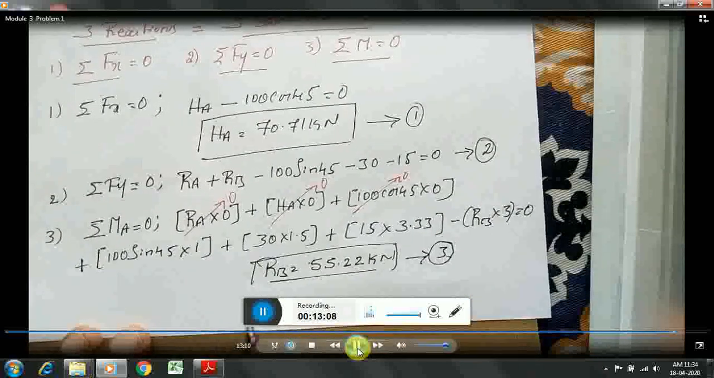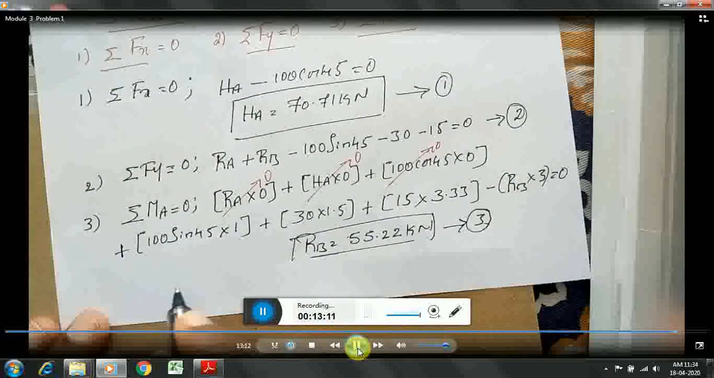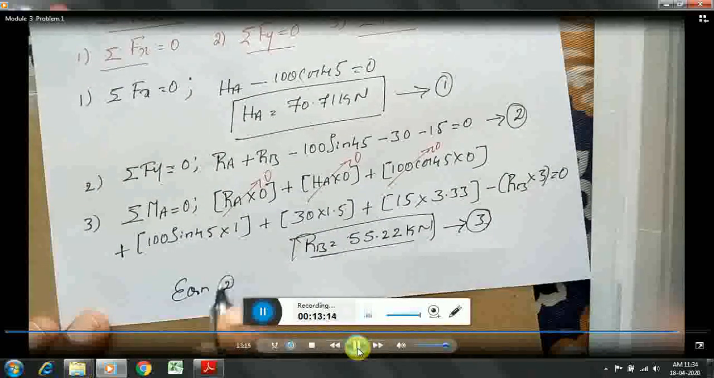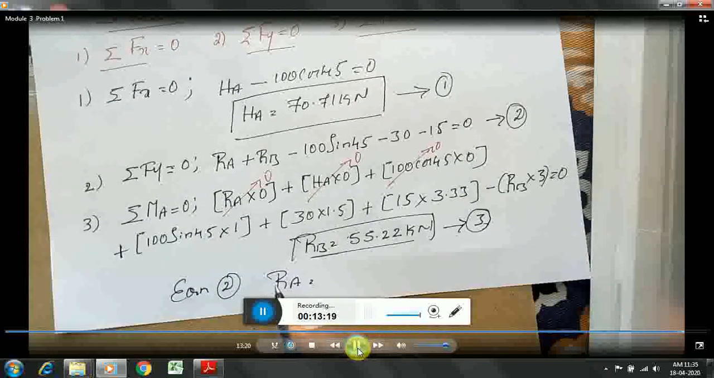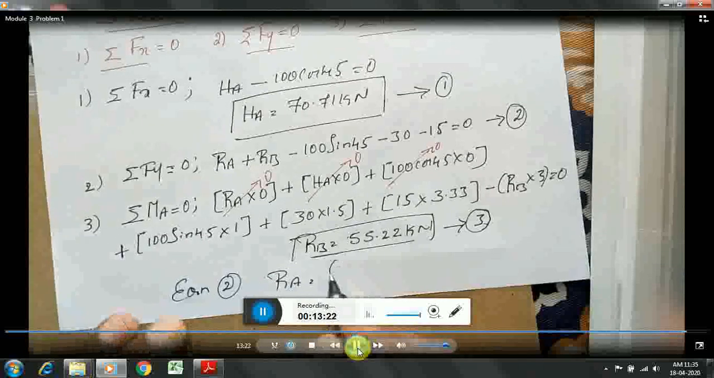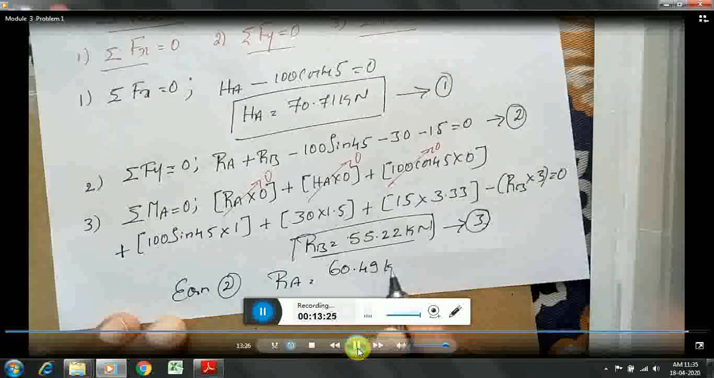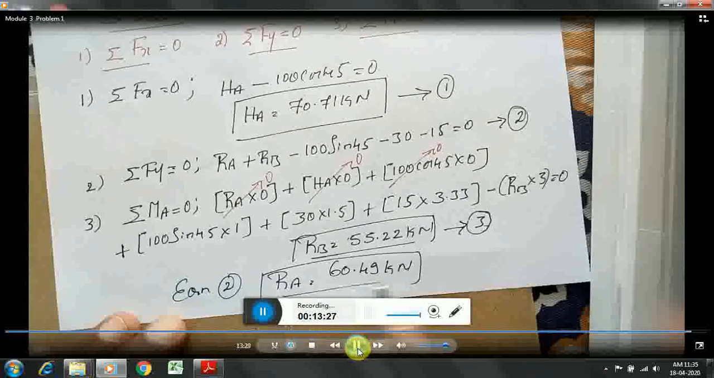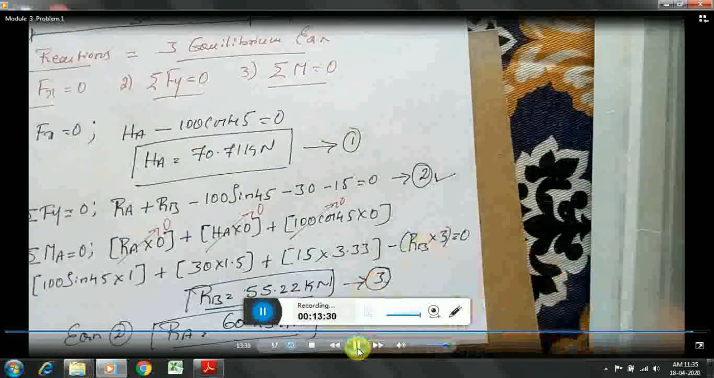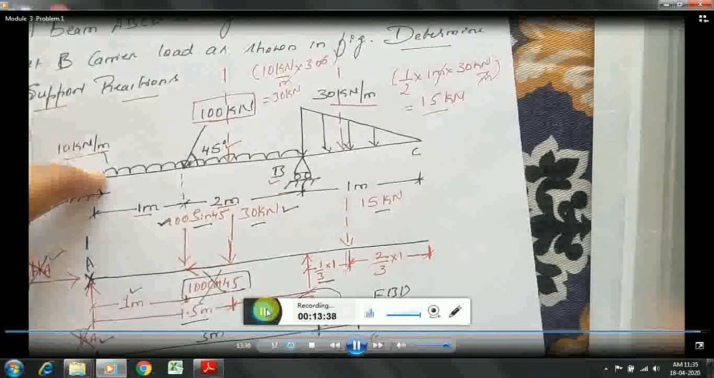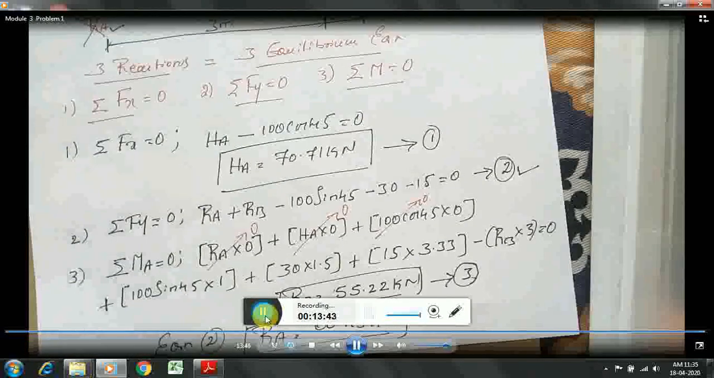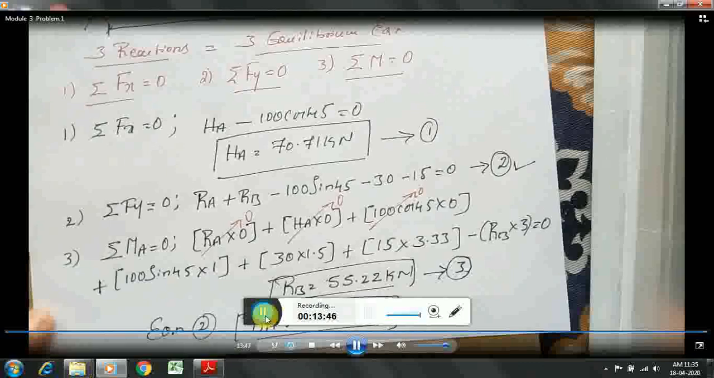Now use this value in equation number 2 and you will get the value of RA, that is 60.49 kilonewton by using this condition. So this completes the problem. So this is the loading diagram. Below that you have to write the free body diagram, then apply the equilibrium conditions like this and you can get the solution. Thank you.